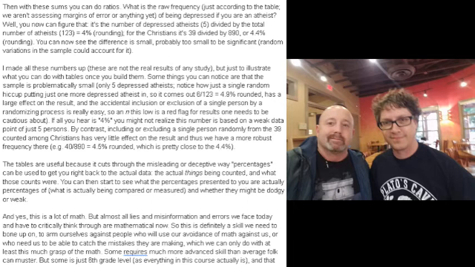Then with these sums, you can do the ratios. Just according to the table, we aren't assessing margins of error or anything yet. So what is the raw frequency of being depressed if you're an atheist? Well, you can now figure that. It's the number of depressed atheists, 5, divided by the total number of atheists, 123, which equals 4%. For the Christians, it's 39 divided by 890, or 4.4%. Now you can see the difference is small, probably too small to be significant. Random variations in the sample could account for it. These numbers are all made up. These are not the real results of any study, but just to illustrate what you can do with these tables once you build them.